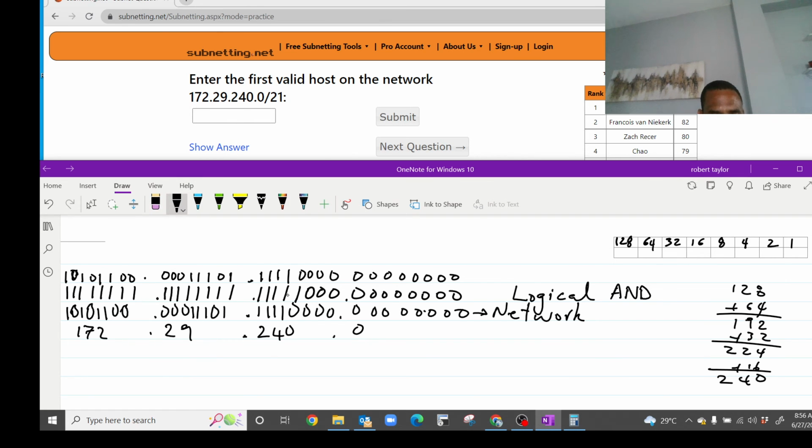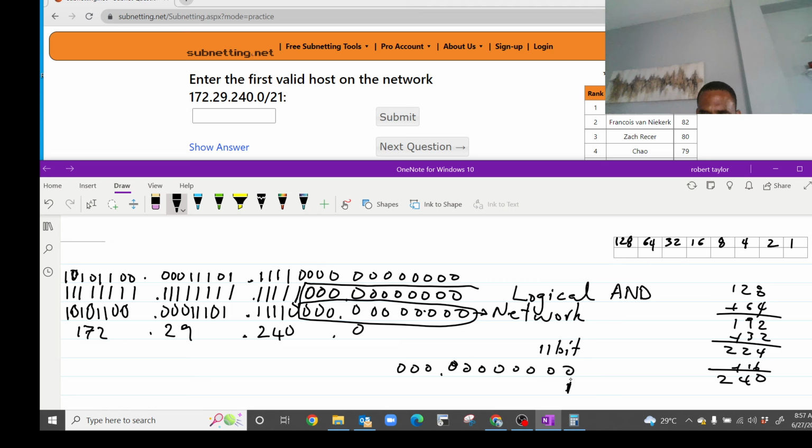Remember, this is the mask. So all of this from here is our host bits. We have 1, 2, 3, 4, 5, 6, 7, 8, 9, 10, 11. We have 11 host bits. If we change this bit here from right to left, we're trying to figure out the host, this is going to become 1. It's all zeros, and this is 1. So the first host is 172.29.240.1. That is the first host on this network.